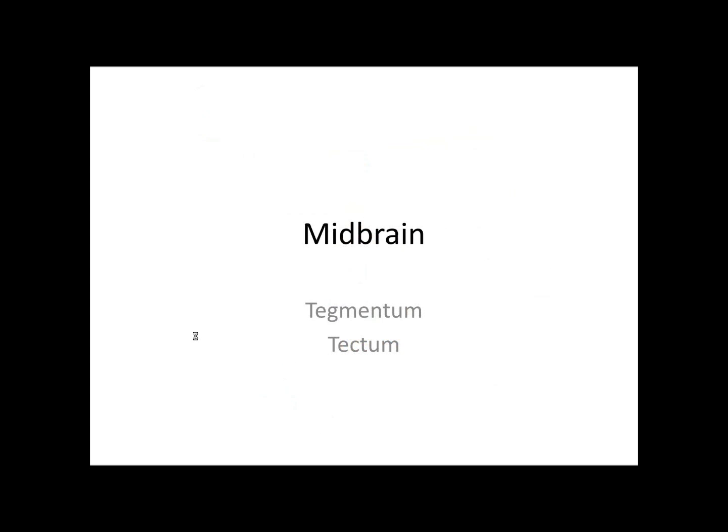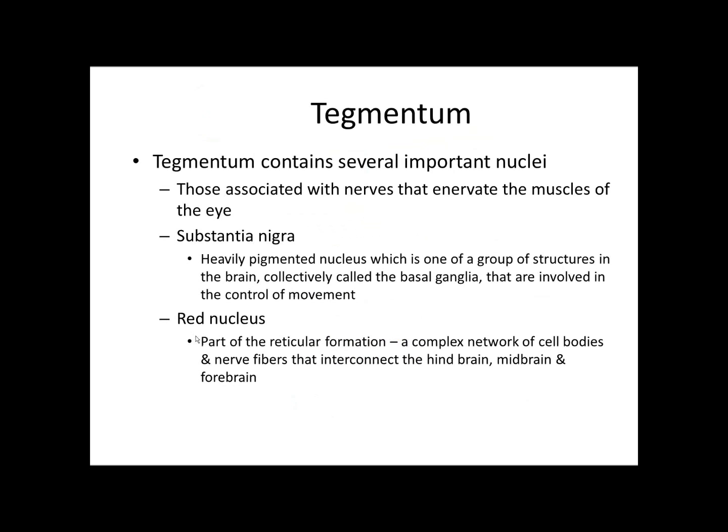When we get to the midbrain, we have the tegmentum, which is associated with nerves that innervate the muscles of the eye and are responsible to some degree for the directionality of our gaze, where we look. Interestingly enough, that is controlled to some degree by this sort of midbrain structure.